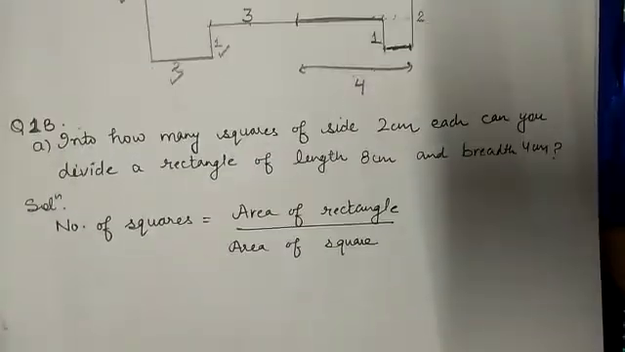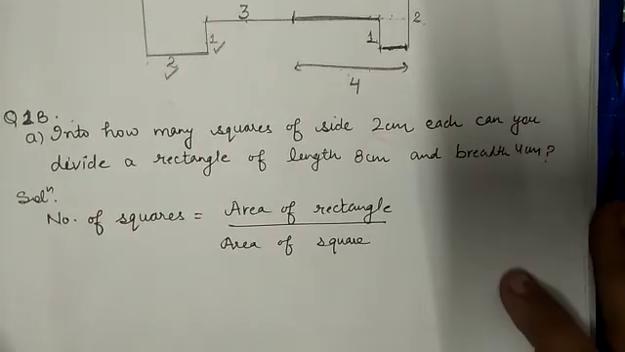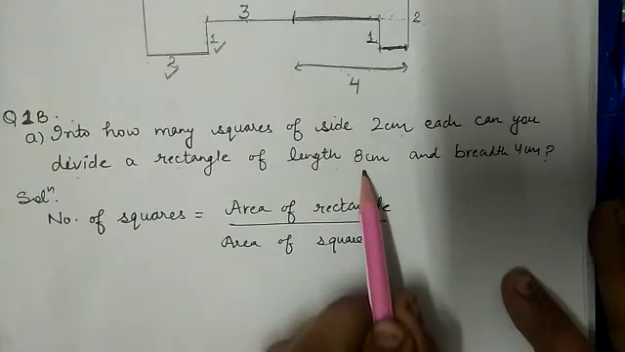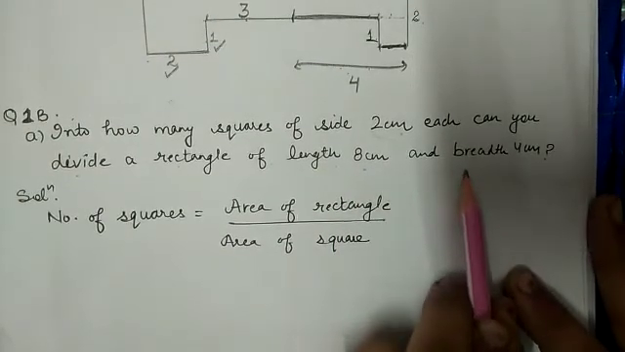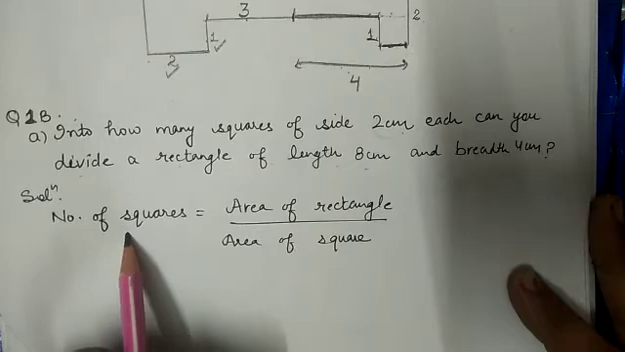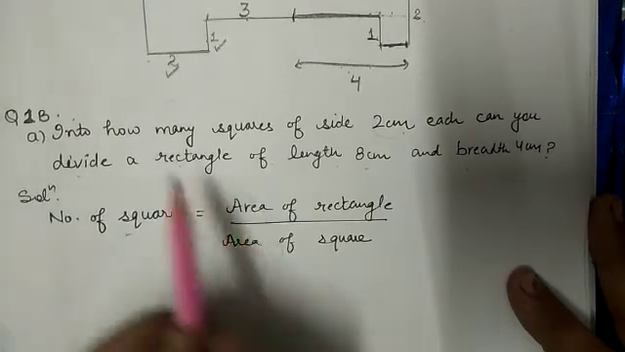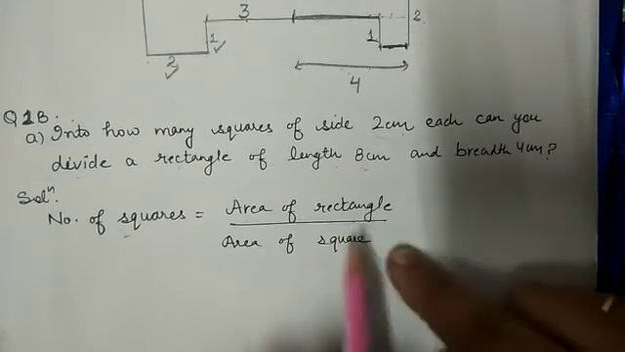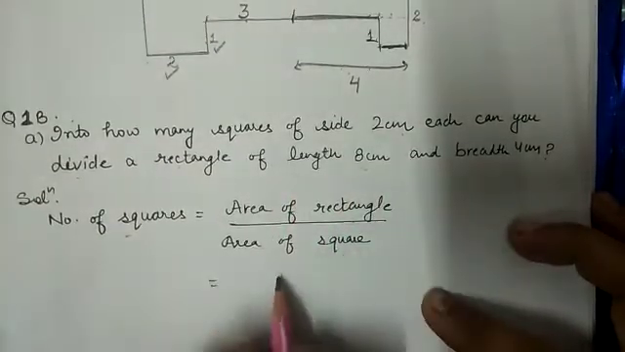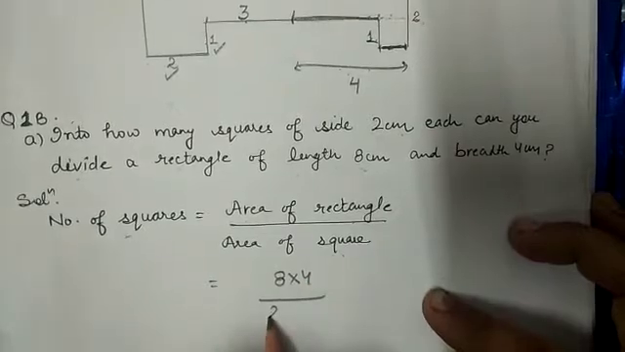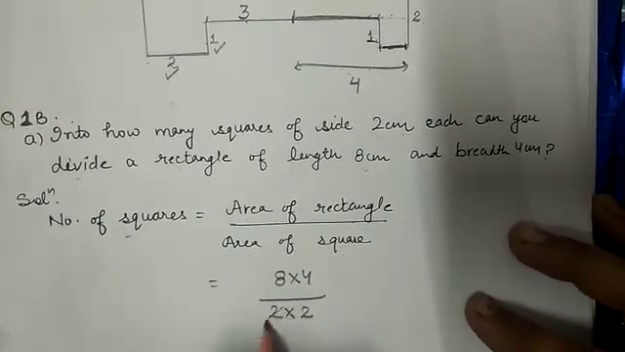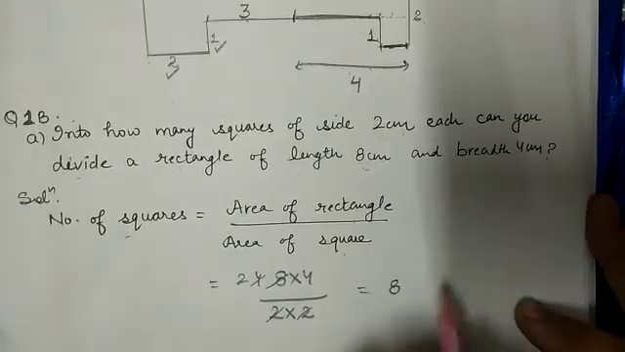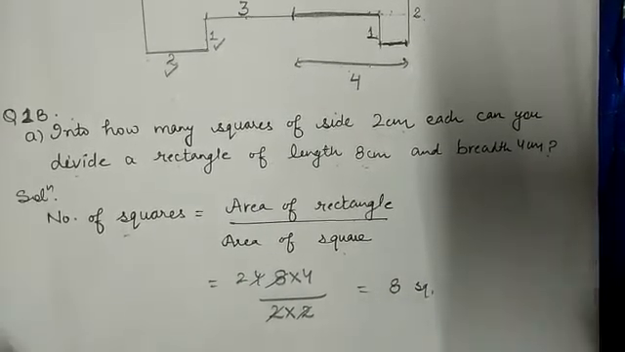Now next question, into how many squares of side 2 cm each can you divide a rectangle of length 8 cm and breadth 4 cm? For this we have to get the number of squares. We will divide the area of the big rectangle by the area of the square. So the rectangle's area will be 8 into 4. Area of the square will be side into side. 2 4s are 8, 2 2s are 4. So the answer is 8 squares.